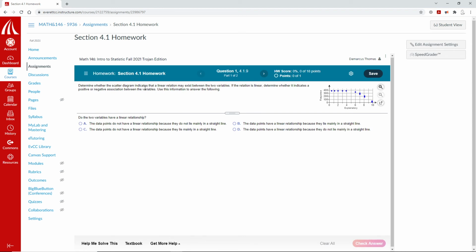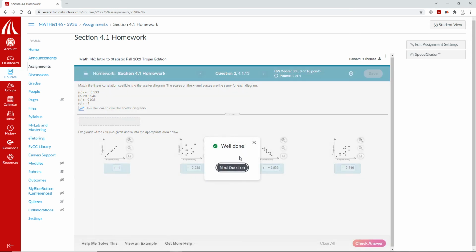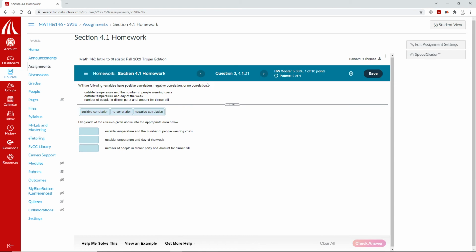Determine whether the scatter plot indicates that a linear relation may exist between the variables. Alright, it's pretty fair. It does look somewhat linear there. Match the linear correlation coefficient to the scatter plot. Well, look at this. This is perfectly straight and positive. I would put that there. This one is a very strong negative, and then somewhat positive, and then this is more of a cloud type. That's what I would do. Yeah, it's pretty straightforward. A lot of matching.